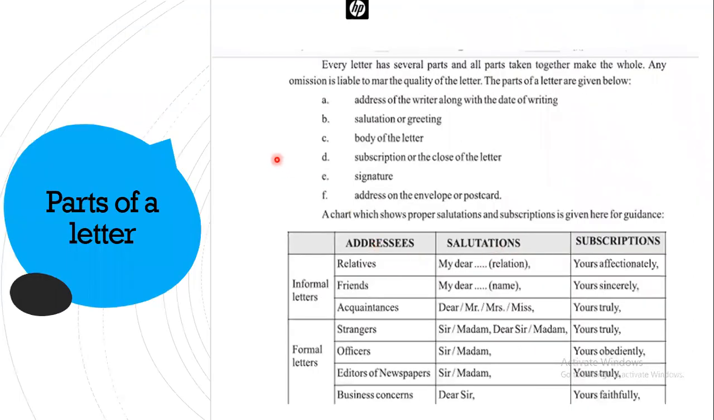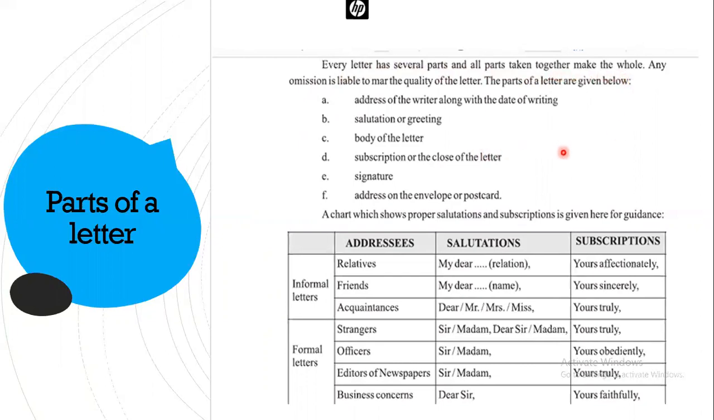Okay. So, parts of a letter. Before, I know you know very well how to write an informal letter, but here in class 8, we are doing it from the point of view of a board pattern. So, the pattern that you were using in class 7th would be slightly different from the pattern that you are using in class 8th. That would be the board pattern. So you have to stick to a few points. Every letter has different parts, and all parts taken together make the whole.